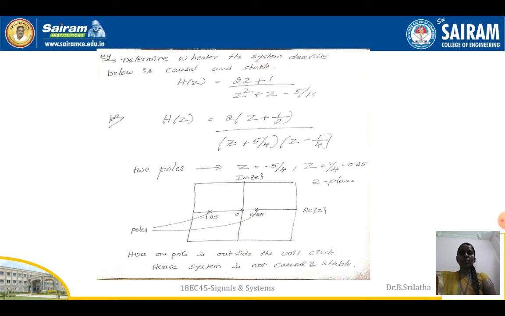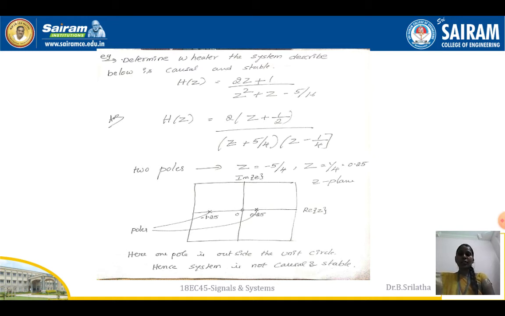In this problem, we have 2 poles. The 2 poles are z is equal to minus 5 by 4 and z is equal to 1 by 4. z is equal to 1 by 4 is nothing but 0.25 and z is equal to minus 5 by 4 is nothing but minus 1.25.